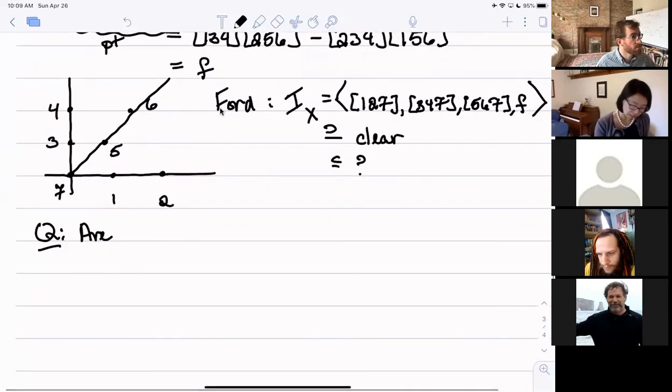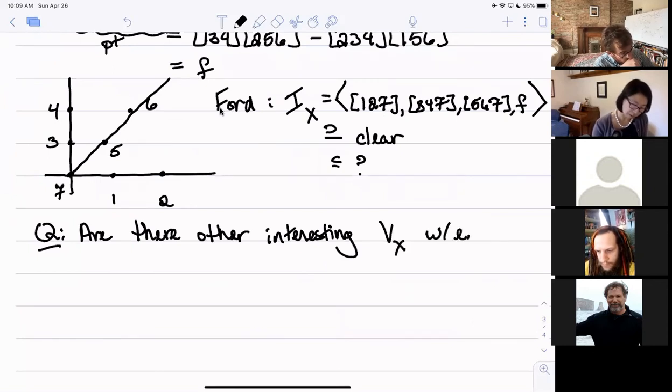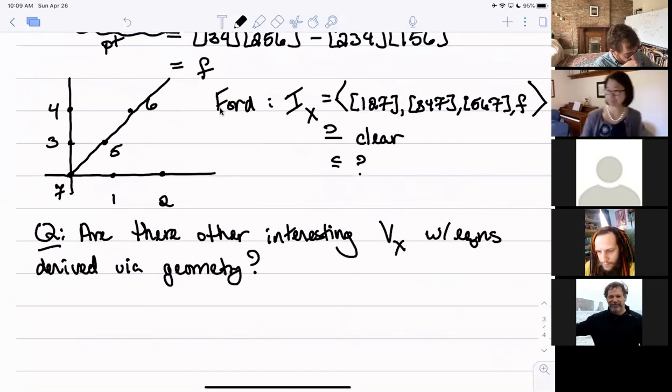So now I'm asking, are there other interesting matroid varieties with equations that we can derive via geometry and combinatorics in a similar way? Okay, so the answer is yes. And we found sort of 3 infinite classes, families of matroid varieties, where we could get some nice equations that we could explain why they're there.